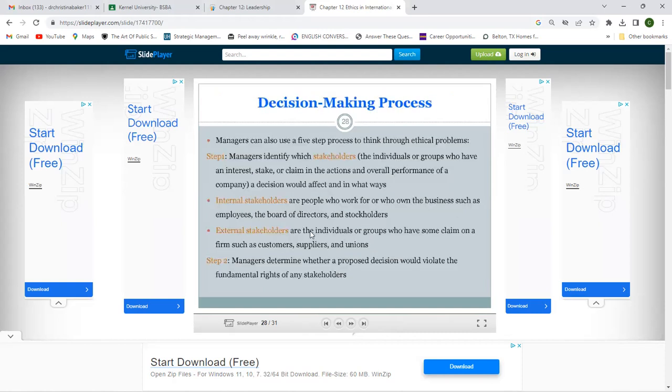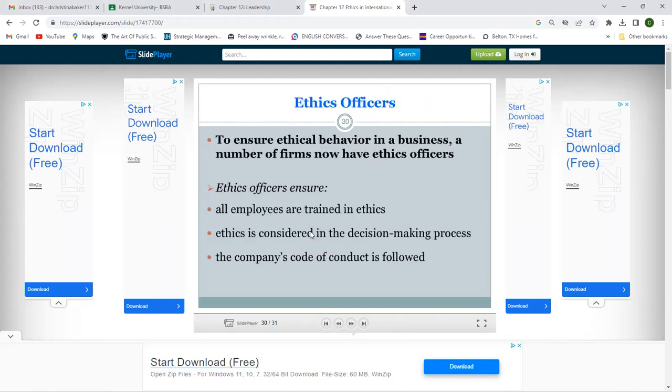Decision-making process. Managers can use a 5-step process to think about ethical problems. Step 1. The manager identifies stakeholders, individuals or groups who have an interest, stake, or claim in the actions and overall performance of a company. A decision would affect them in many ways. Internal stakeholders are people who work with or who own a business, such as employees, board of directors, and stockholders. External stakeholders are individuals and groups who have some claim on the firm, such as customers, suppliers, and unions. Step 2. Managers determine whether the proposed decision would violate the fundamental rights of stakeholders.